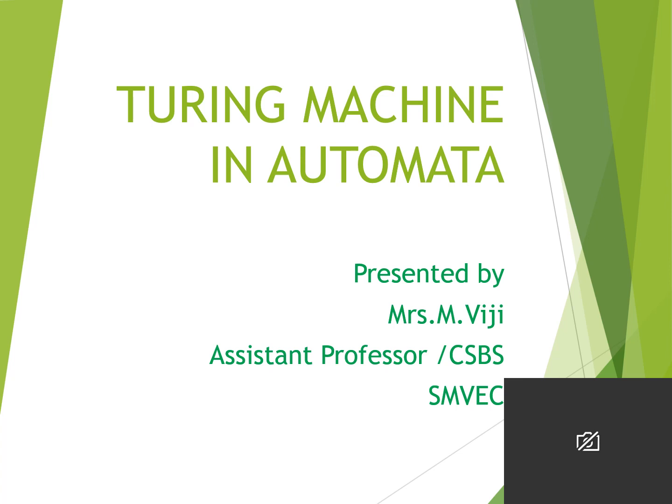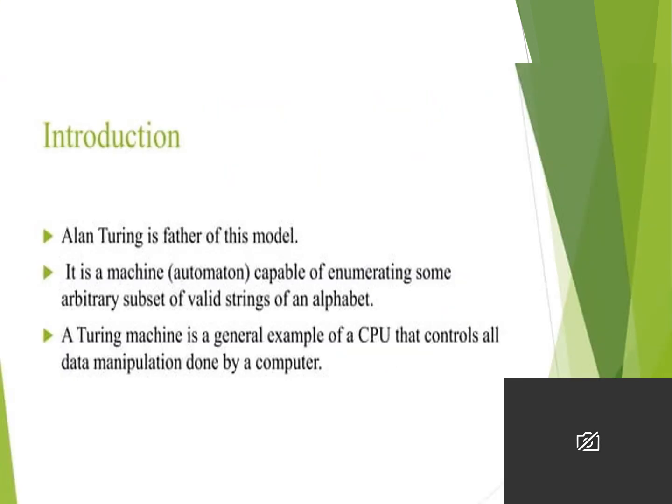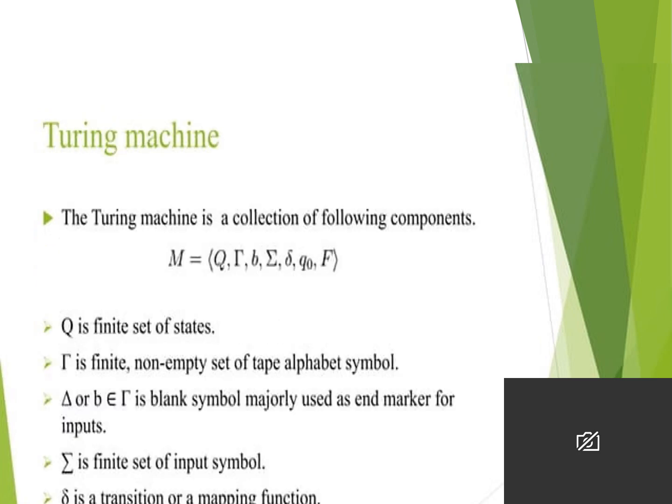Now I'm going to handle the topic of Turing machines in automata. The main introduction for the Turing machine is that Alan Turing is the father of this Turing machine model. This Turing machine model is an automata concept. It is capable of enumerating some arbitrary subset of valid strings of an alphabet. A Turing machine is a general example of a CPU, that is, the central processing unit in a computer, that controls all data manipulations done by a computer.